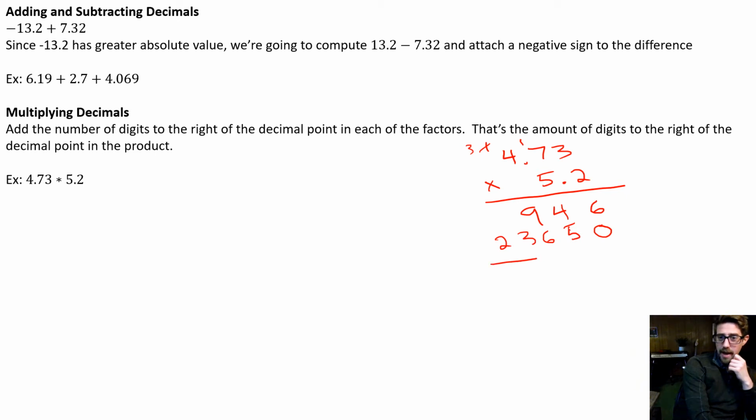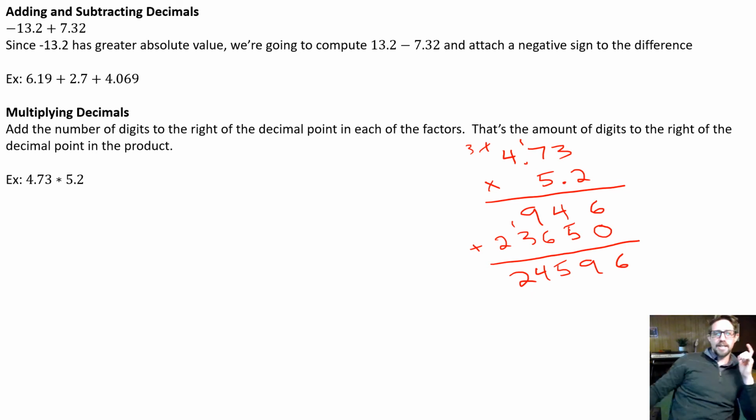All right, and then you add. Remember, this is more of a process than anything else. So now we're adding. 6 plus 0 is 6, 4 plus 5 is 9, 9 plus 6 is 15, carry the 1, 1 plus 3 is 4, the 2 comes down, right? It's like nothing plus 2. So the answer is not 24,596.